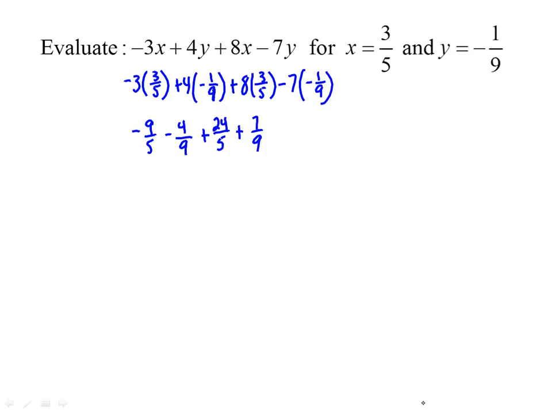All right, let's put the common denominators together first. Let's put this one and this one together first. And it shows you that in the beginning, you could have combined like terms and then plugged your fractions in, which is the way I prefer to go, but since it was brought up, we'll just go this way. So negative 9/5 and a positive 24/5 is going to be what? 15/5. And then you have a negative 4/9 and a positive 7/9, which is going to be a positive 3/9.